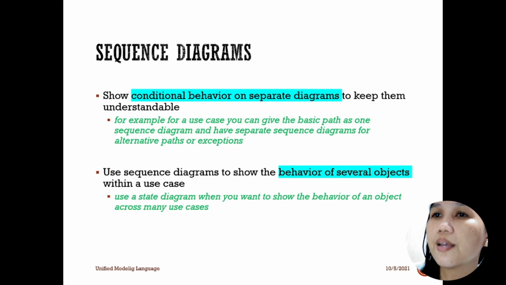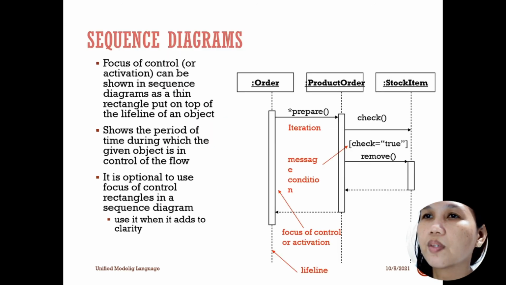A sequence diagram can show conditional behavior on a separate diagram to keep them understandable. For example, for a use case, we can give the basic path as one sequence diagram and have a separate sequence diagram for alternative paths or exceptions. Use a sequence diagram to show the behavior of several objects within a use case. We can use a state diagram when you want to show the behavior of an object across many use cases.